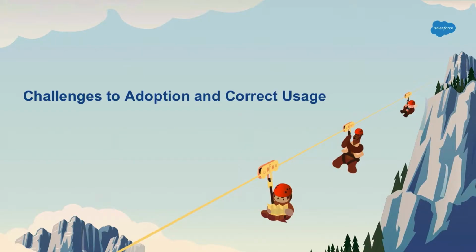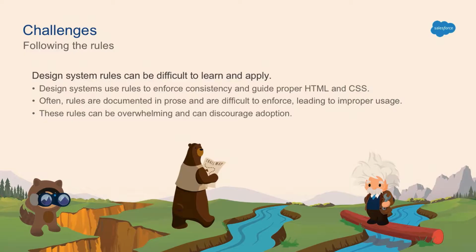So design systems are great. But there are actually a lot of challenges to adoption and correct usage of design systems. And we're going to jump into those first. I think one of the most important and probably difficult challenges to adopting and using a design system correctly is needing to learn and apply the rules of the system.